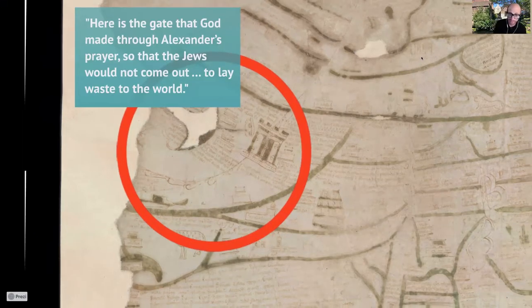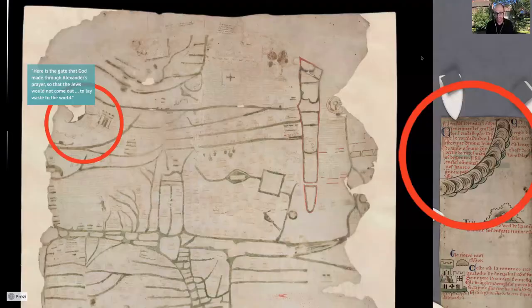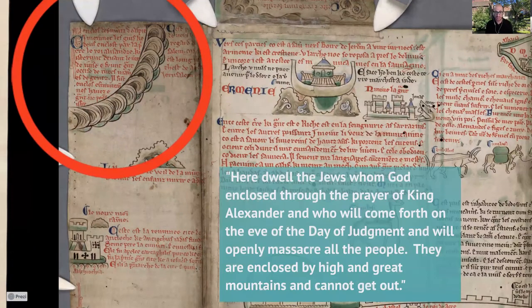Matthew Paris on a mid-13th century map writes, behind the wall of Gog and Magog, here dwell the Jews whom God enclosed through the prayer of King Alexander, and who will come forth on the eve of the day of judgment and will openly massacre all the people. They are enclosed by high and great mountains and cannot get out.